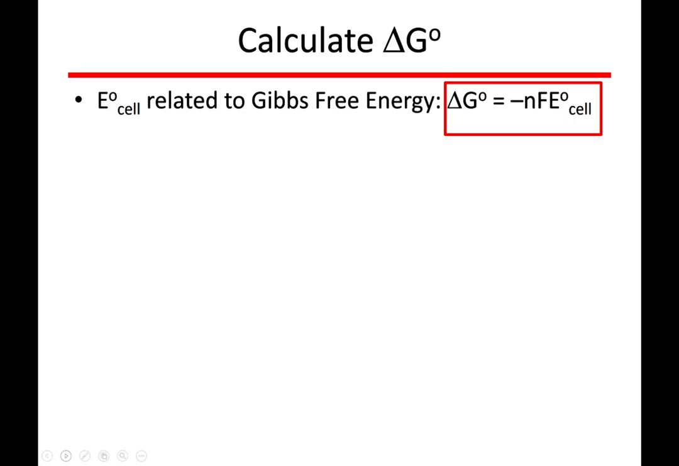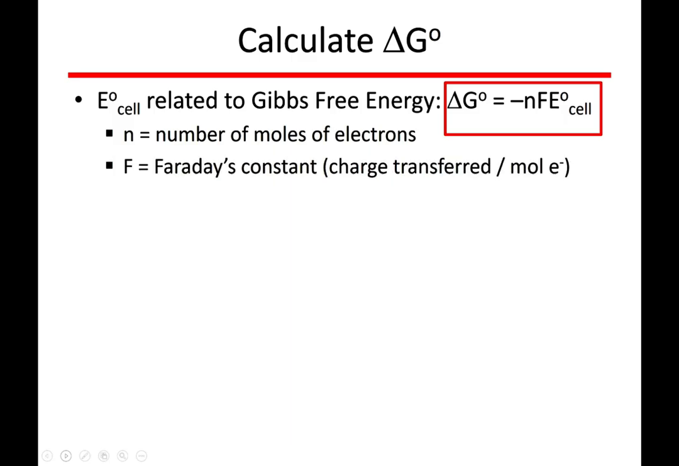Next, we could talk about how you can find what the delta G standard is for the overall reaction that we've just written here. Standard cell potential is related to the change in Gibbs free energy according to the following equation. Delta G standard is equal to negative nF E naught for the cell. And so in this equation, n refers to the number of moles of electrons that get transferred. F is a constant called Faraday's constant, and this tells you the amount of charge that gets transferred per every mole of electrons that get transferred.